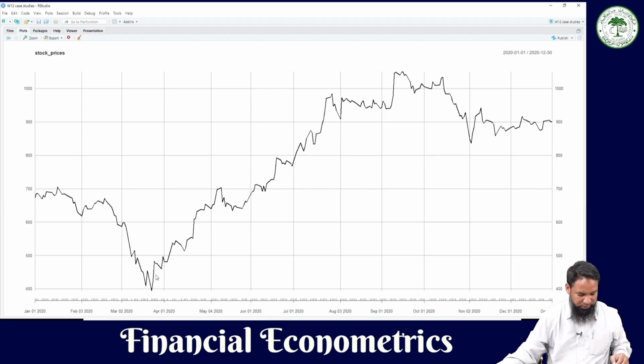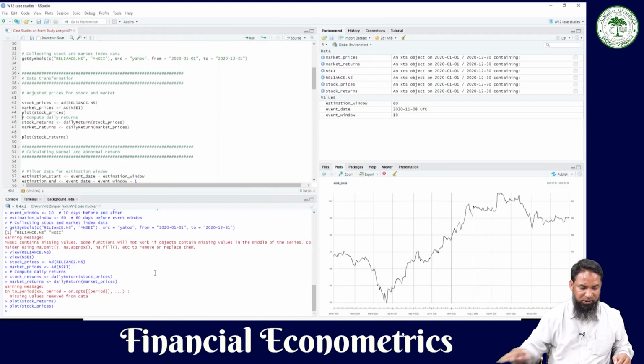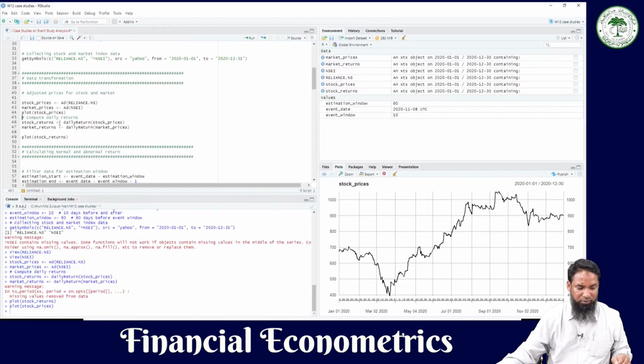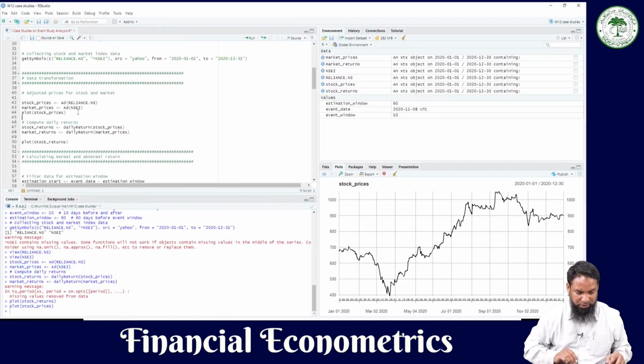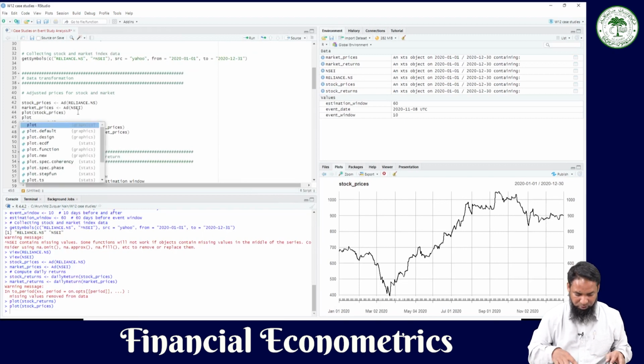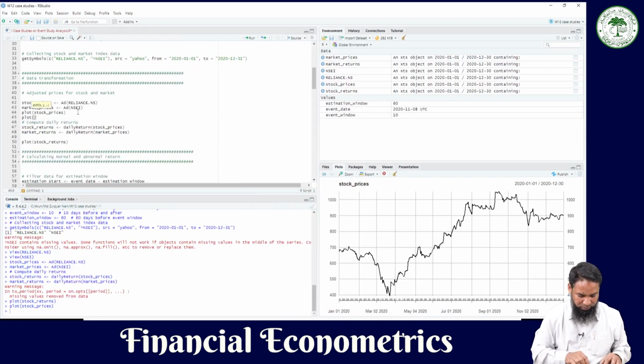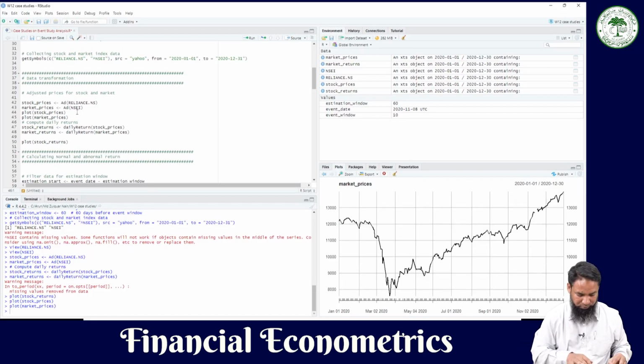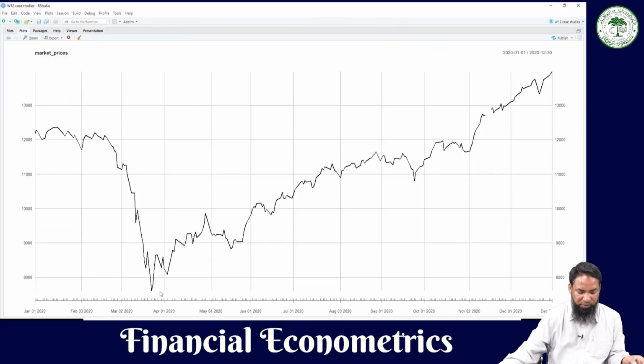Now let us see in the case of the market prices. So we will plot the market price. If you see the market price here, there is again a jump. This was basically the lockdown effect we have.